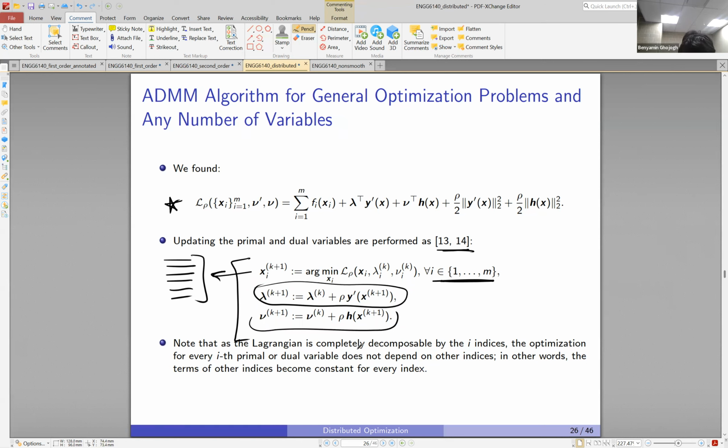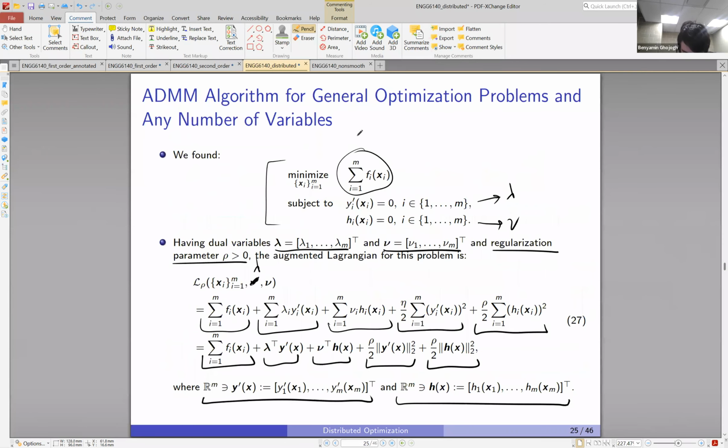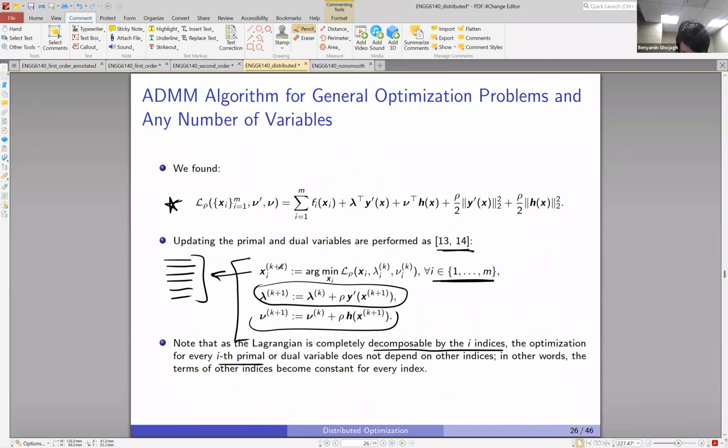Note that the Lagrangian is completely decomposable by the i indices here. Therefore, the optimization for every ith primal or dual variable does not depend on the other indices. In other words, the terms of the other indices become constant for every index. Now, that's an interesting thing. Like what we discussed before, for example for x1, f2 of x2 can be dropped because it's a constant. We can do it here too. We have m variables, but for example for x1 at k plus 1, all of the terms which only have x2, x3, and so on are constant and can be dropped.